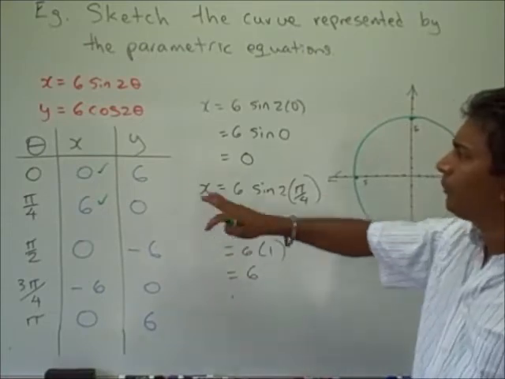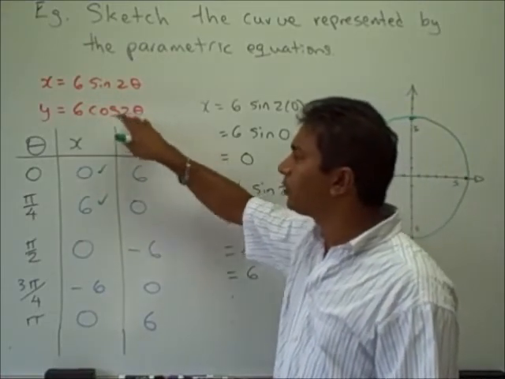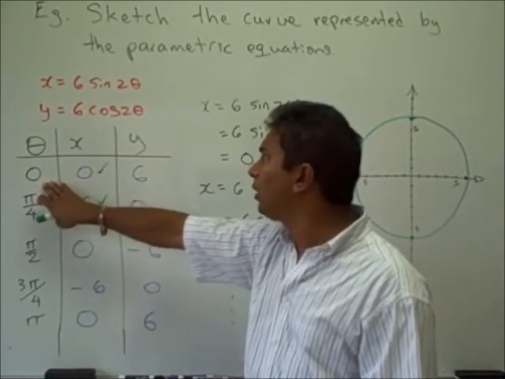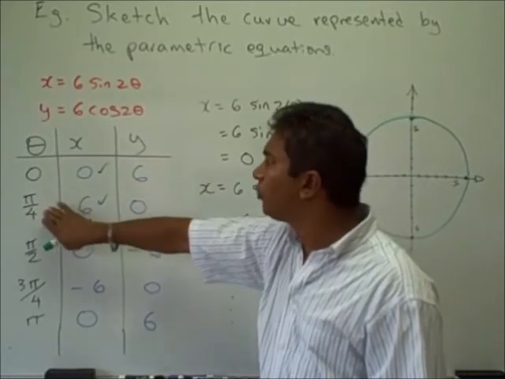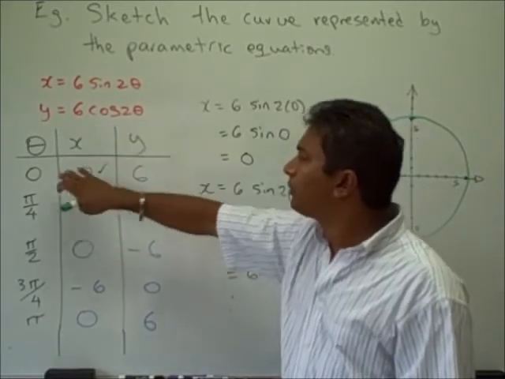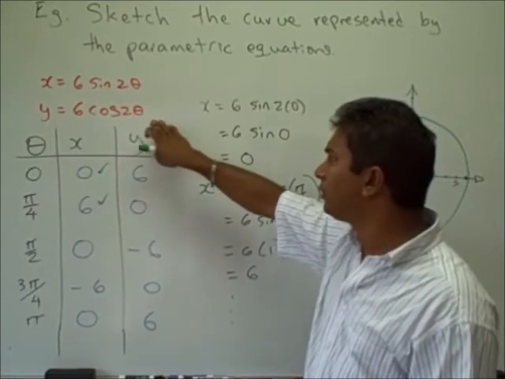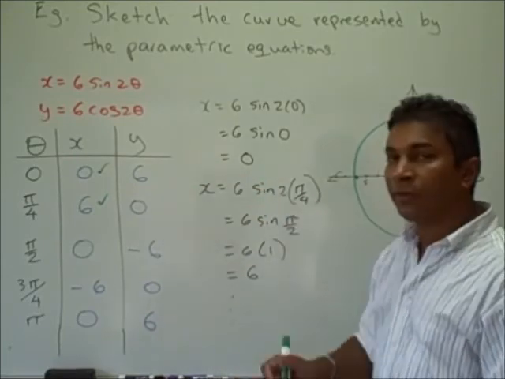We're also going to do the same thing to find y. Y is equal to 6 times the cosine of 2 times theta. So 2 times 0 is 0. The cosine of 0 is 1, so it's 6 times 1, which is 6. We're going to do pi over 4. 2 times pi over 4 is pi over 2. The cosine of pi over 2 is 0, so 6 times 0 is 0. And we continue until we get our table.